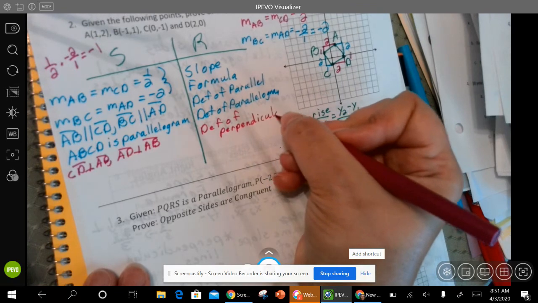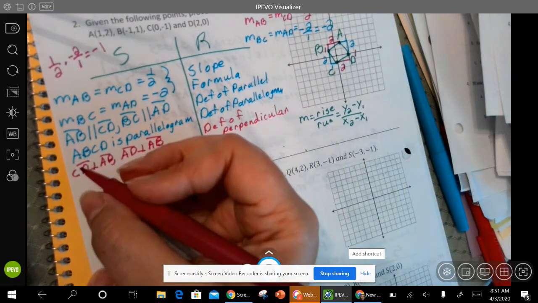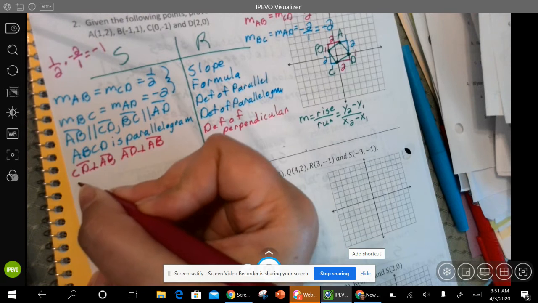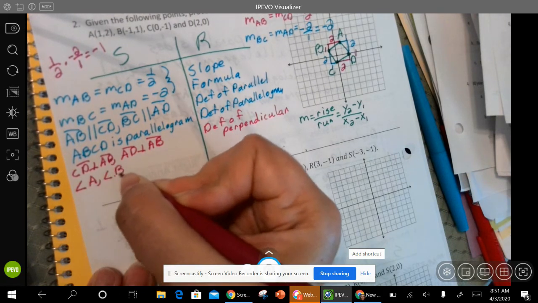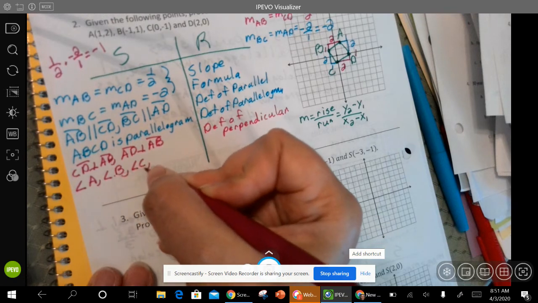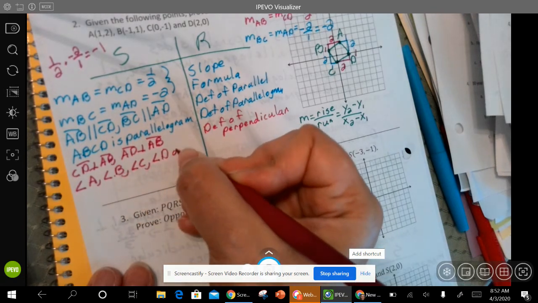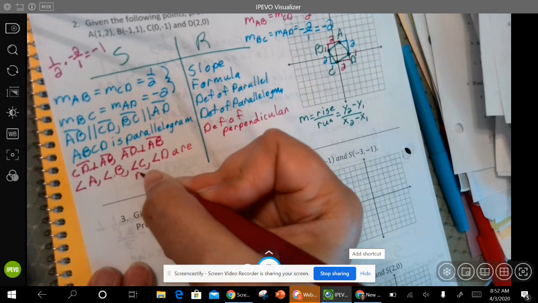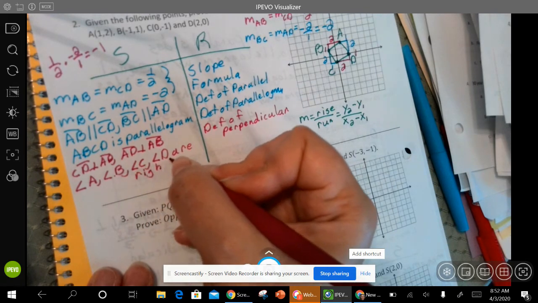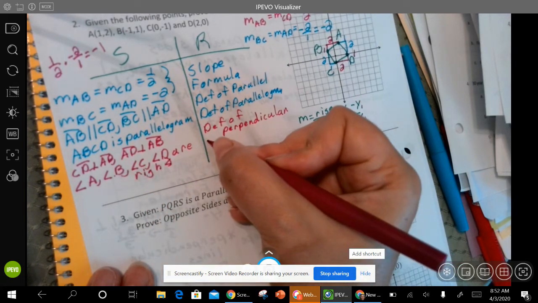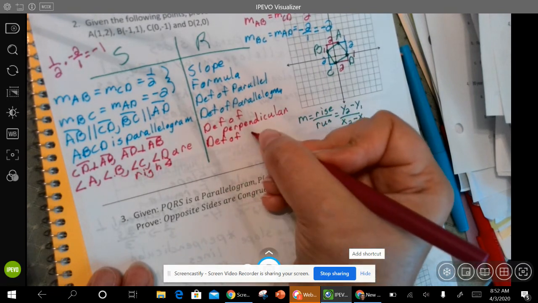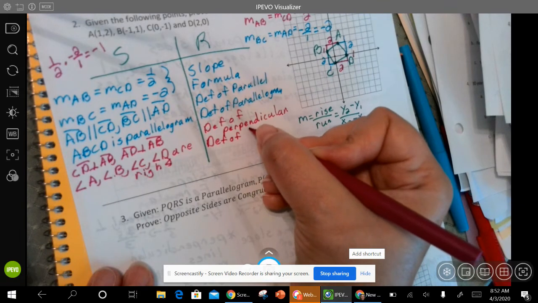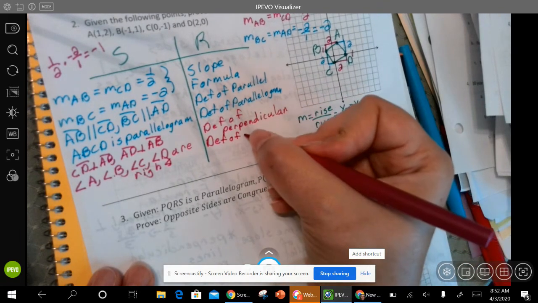So remember with the slopes, opposite reciprocal means perpendicular. Since they're perpendicular, that means that the angles A, B, C, D are right angles. Okay, so those are all right angles. That's the definition of perpendicular lines.